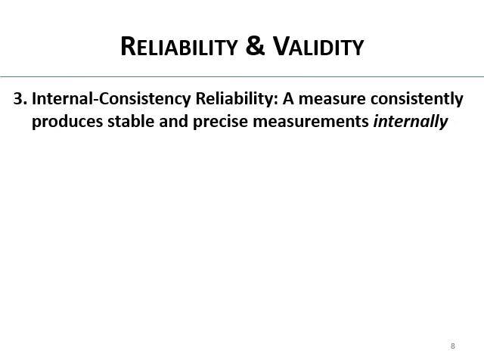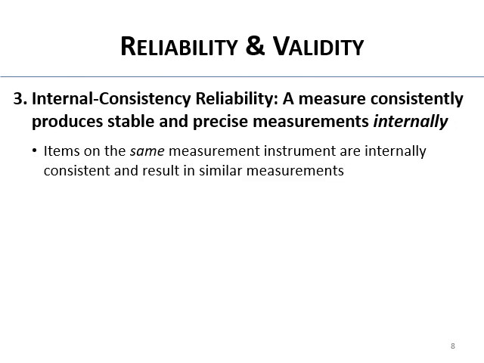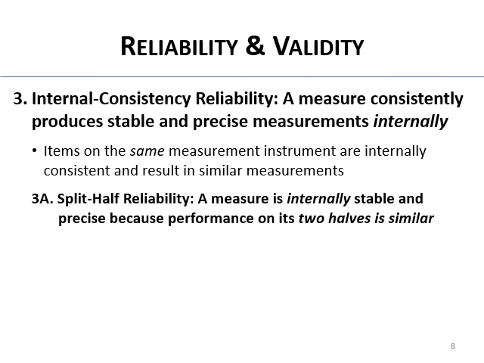Consistently bad. All right, so then we have internal consistency reliability, and there's 2 types of this. So internal consistency reliability is a measure of the extent to which a measure consistently produces stable and precise measurements internally. So the parts of it are consistent with each other. So items on the same measurement instrument are internally consistent and result in similar measurements. Well, what use is that, you're probably thinking. Fine. So there's two subtypes of this.